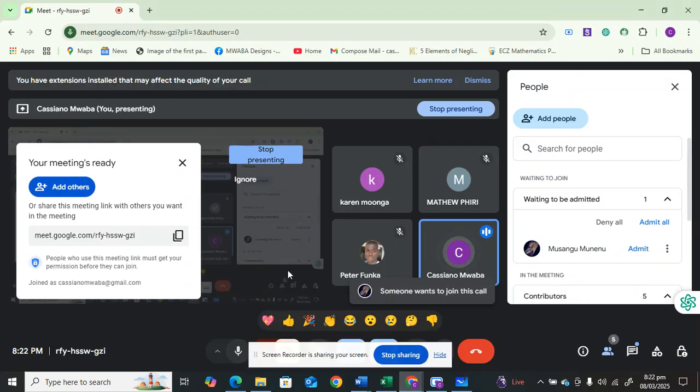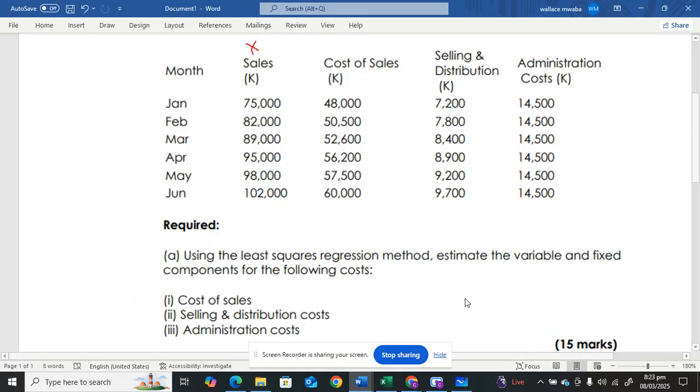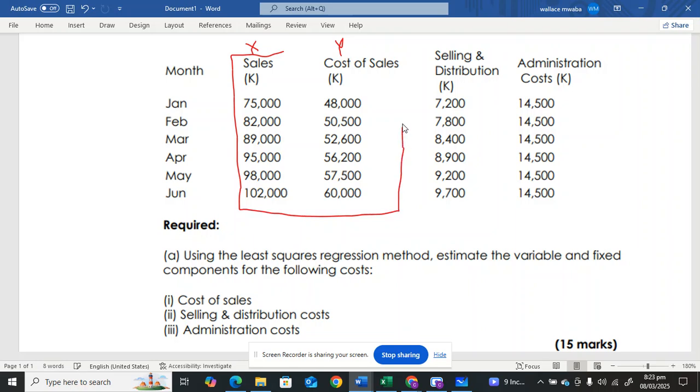Just remember this, your Y is always your costs. When you're doing this least squares regression method, your Y is always going to be your cost. X can be your sales, it can also be output. But just remember, Y is always the cost. So here, we first determine our X, and then our Y will be cost of sales. For part one, the only information that we need to do our least squares regression method is sales and cost of sales.